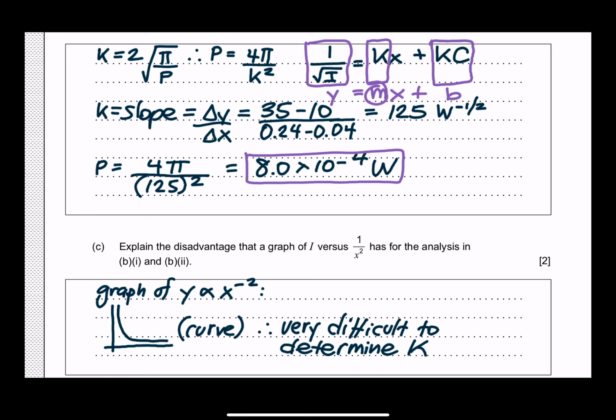And those are the 2 points for that question. One is recognizing that I versus 1 over x squared is a curve. And then the second point is, so therefore it would be difficult to find k and c and then figure out what the actual power is, because in order to figure out the power, you have to figure out what k is. And that's that.